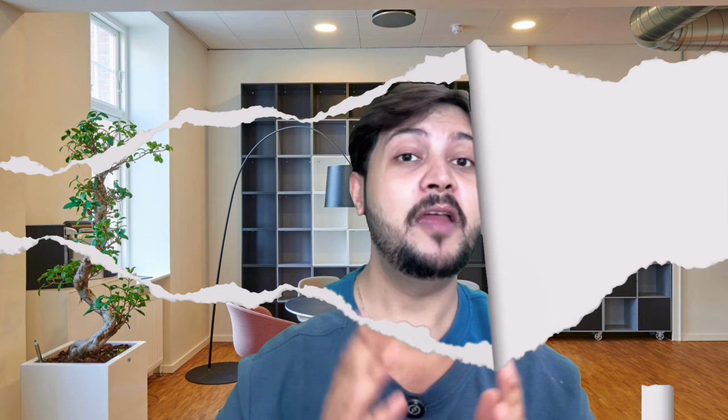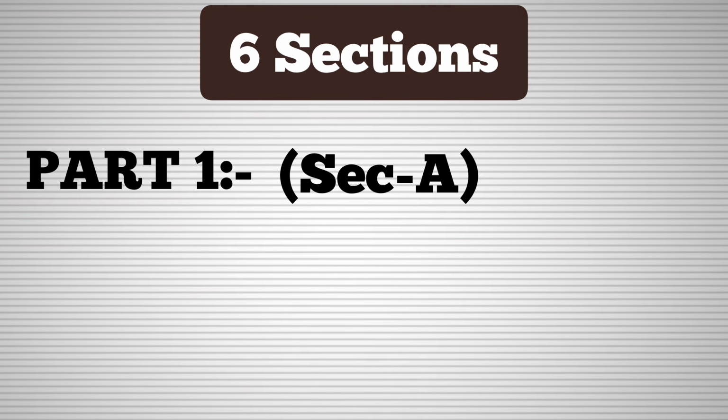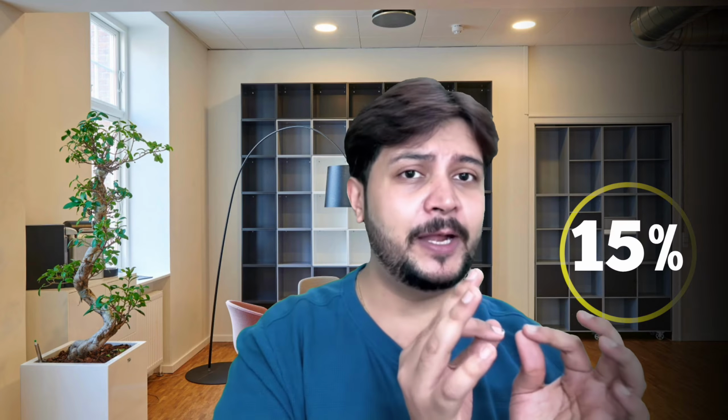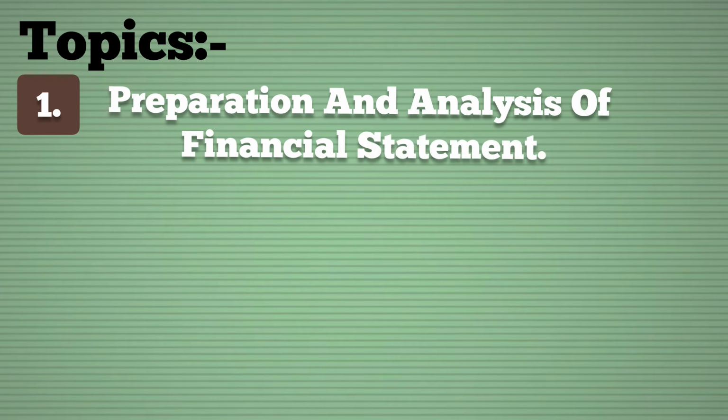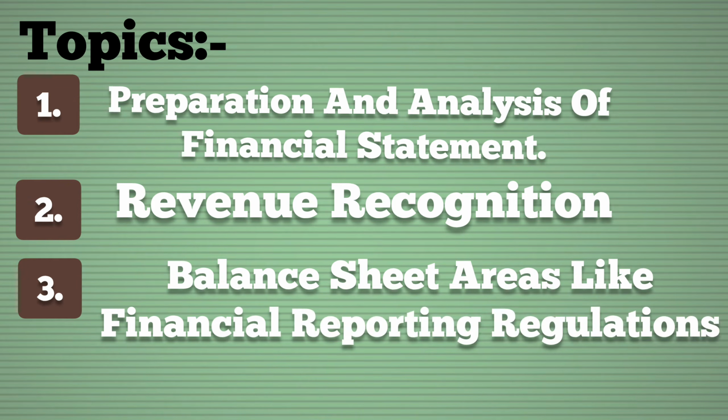With that, let's begin. Each part has 6 sections. In Part 1, Section A is all about external financial reporting decisions, which has 15% weightage, and that largely covers topics like preparation and analysis of financial statements, revenue recognition, balance sheet areas, financial reporting, and regulation. Also, there are some key differences between US GAAP and IFRS, and it is very voluminous.